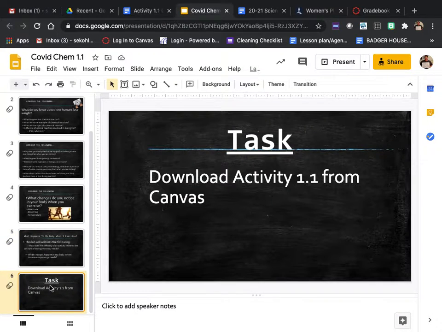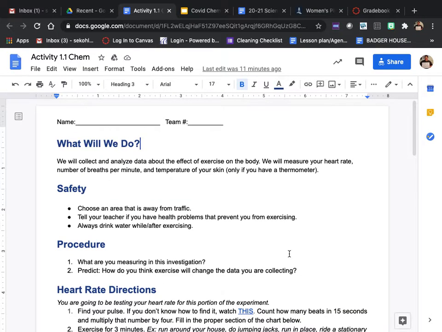To answer this, we want to download activity 1.1 from Canvas. And when you do that, it's going to look like this. What you're going to be doing is analyzing data about the effects of exercise on your body. Again, we're going to be doing your heart rate, your breaths per minute, and if you have a thermometer at home, the temperature of your skin.